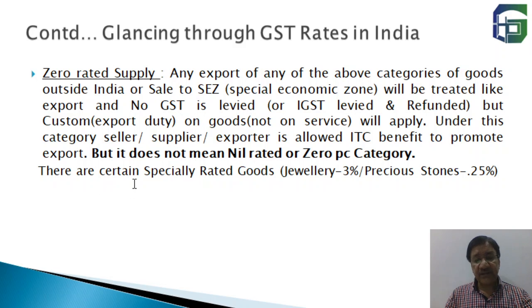Now you see there are certain special rated goods like jewelry. In case of jewelry, a 3% GST rate is applicable, and on certain precious stones, a 0.25% GST rate is applicable. So in this way, we can say that there are various rates of GST applicable in India. So we have come across a picture of world level GST rates along with the Indian context GST rates. Now let us go to the next slide.